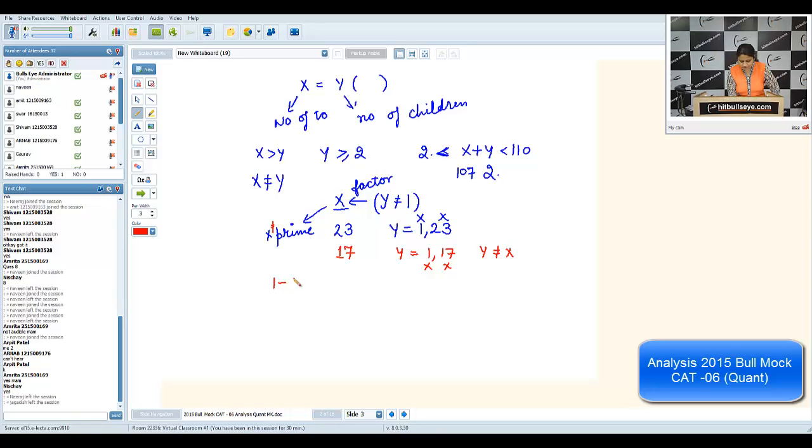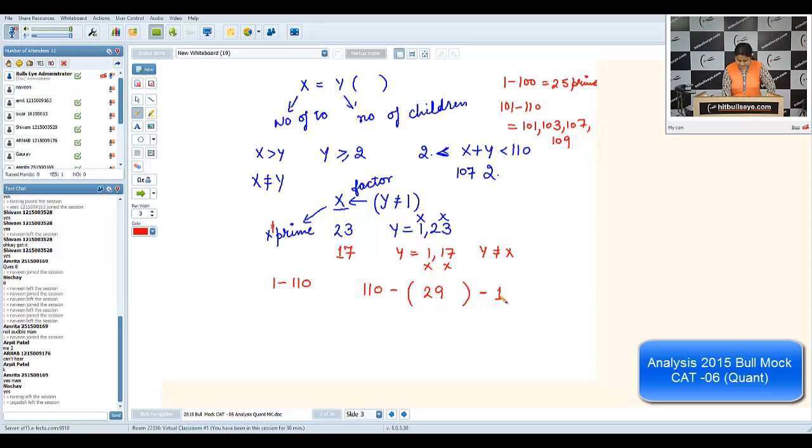Now our range is 1 to 110. If I consider all those numbers up to 110, I'll subtract all the prime values. How many primes are there till 110? You should remember that from 1 to 100 there are 25 primes, and in the remaining range 101 to 110 there are 4 primes. They are 101, 103, 107 and 109. That's why I'll subtract these 29 values, as well as I am subtracting 1.